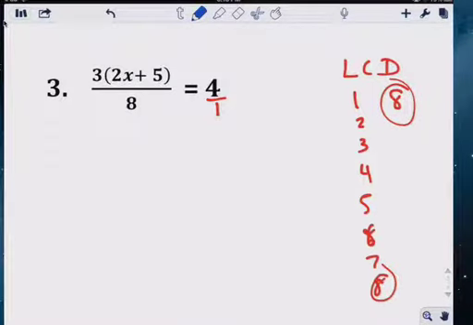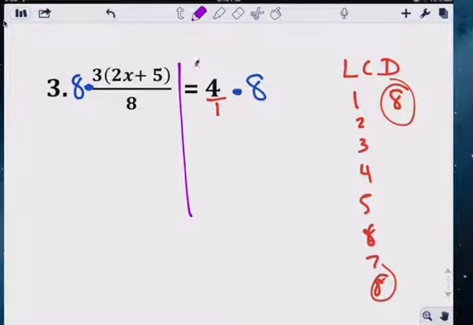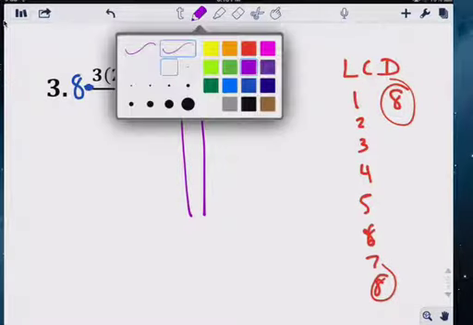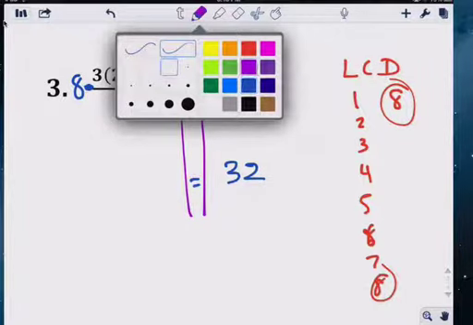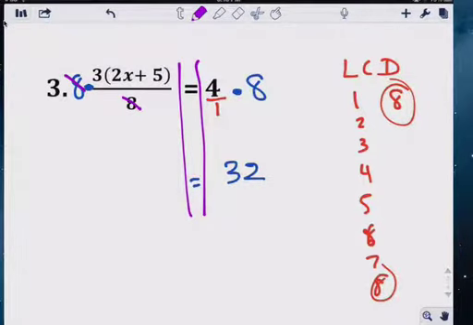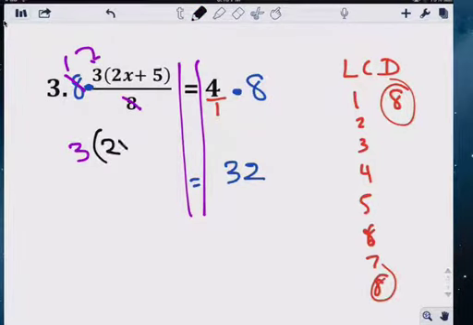Okay? 8 goes there, 8 goes there, to both sides. Put both on both sides of the equal sign. So this is basically 4 times 8, which is 32, equals, cross cancel here, 8 and 8 becomes 1. 1 times 3 is still a 3. That leaves you the 2x plus 5.